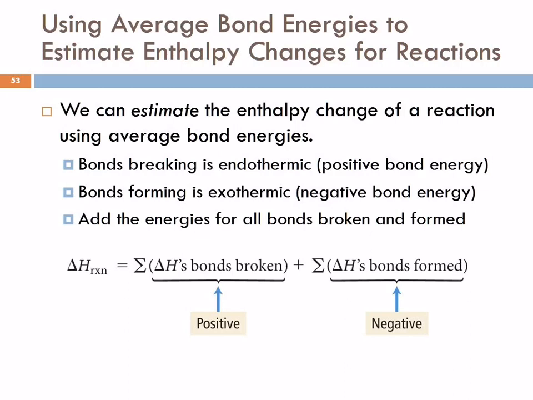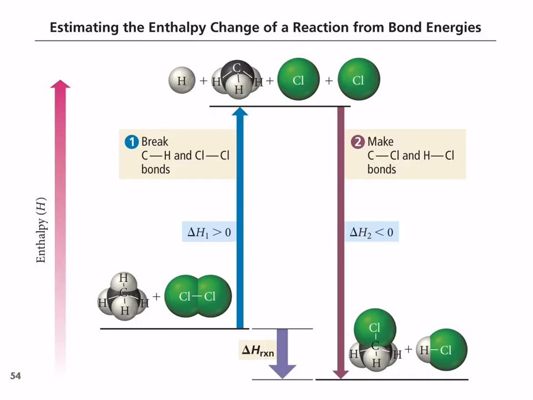So to estimate an enthalpy change for a reaction, we just add all the energies for the bonds that are being broken and formed. You can state that mathematically this way. The enthalpy change for a reaction is the sum of the delta H's for the bonds that are broken, and that's going to be a positive number, plus the sum of delta H's for the bonds formed. All of those are going to be negative. So the signs are the trickiest part of doing problems like this.